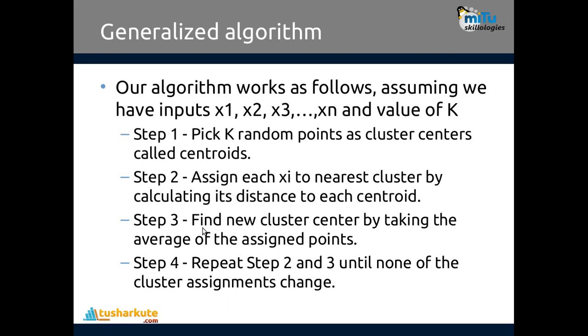And after finding the nearest centroid, that particular point will go in that cluster, and we find the new cluster center by taking the average of the assigned points. Whatever points are now there in the cluster, take the average of all and a new centroid will be formed. Then repeat step number 2 and step number 3 until none of the cluster assignments change. So all the elements which we are using for assigning into the clusters, once they are finished, then the steps will end. That's how the algorithm will work.